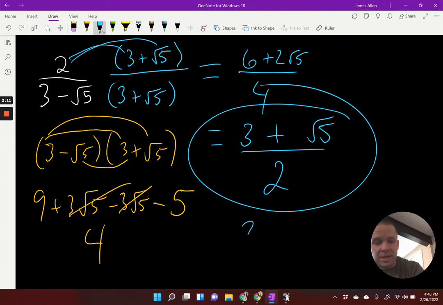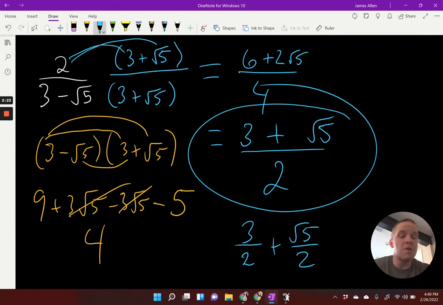You may also see it as 3 over 2 plus root 5 over 2. Some people will write it like that, where it's separate. Either one's okay. If it's multiple choice, you have to be able to identify either one and know that those two things are equivalent.